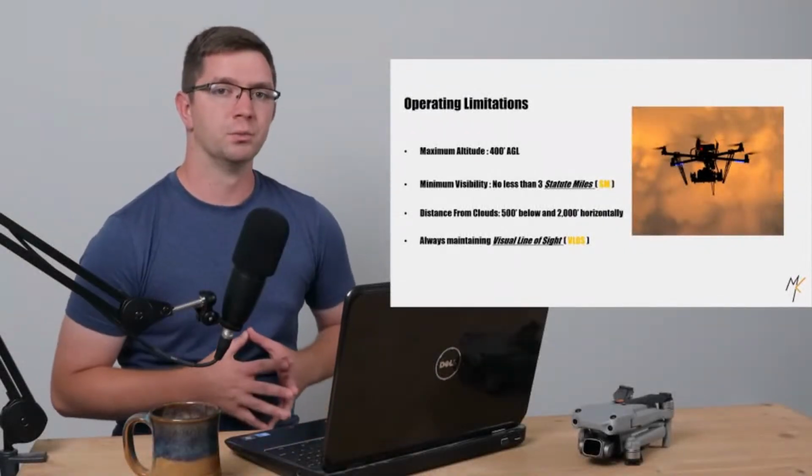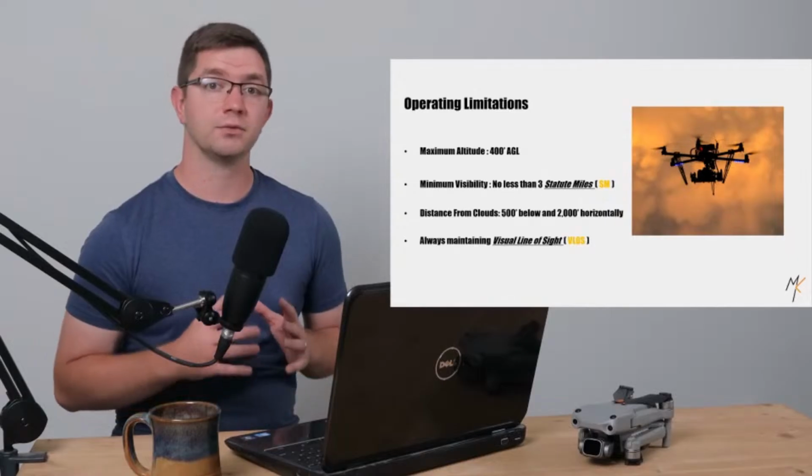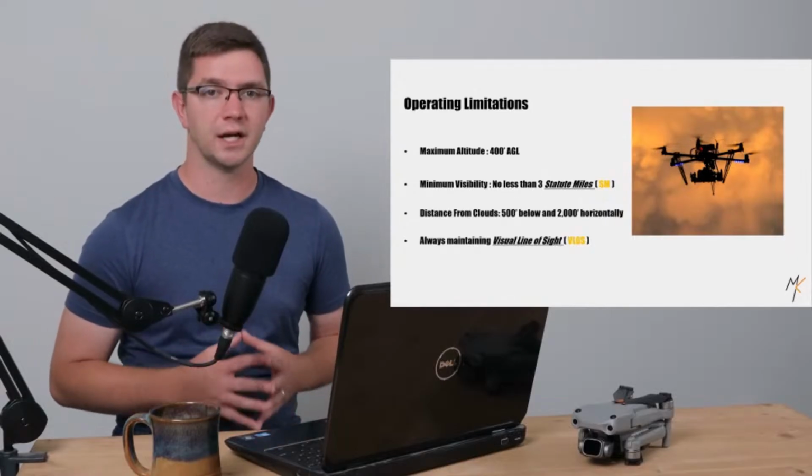Now, I want you to remember this number right here, 400. What does this number represent? Whenever you are flying your drone, you are legally allowed to fly up to 400 feet AGL in altitude.